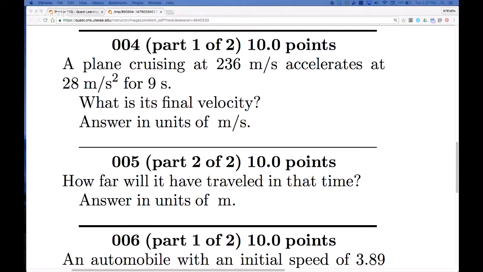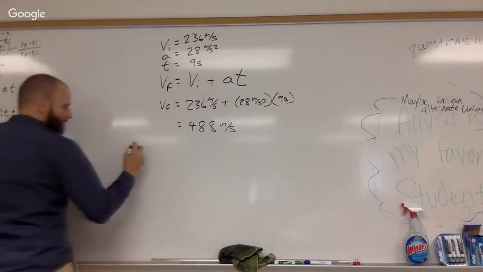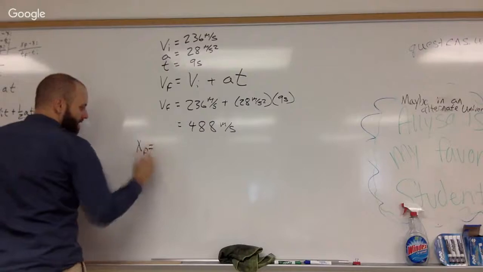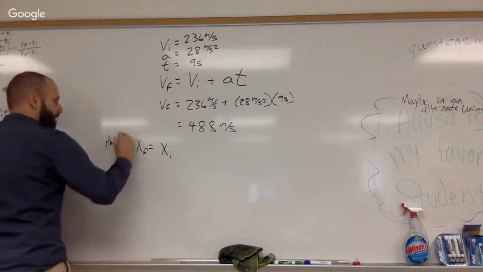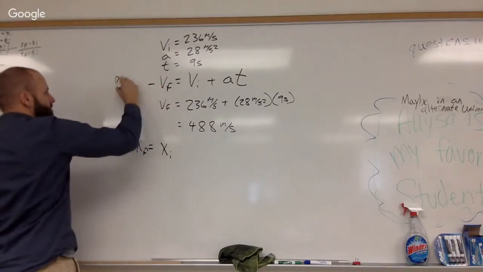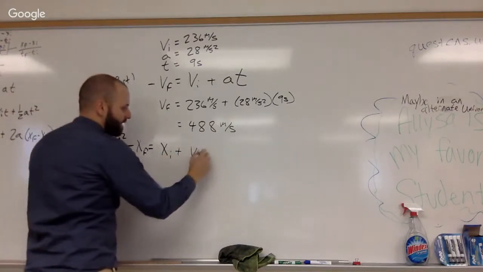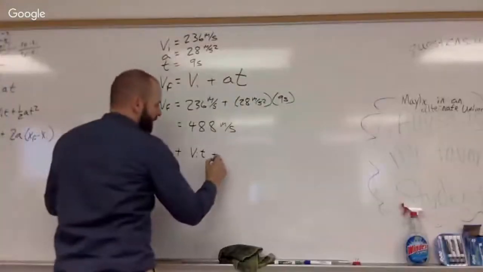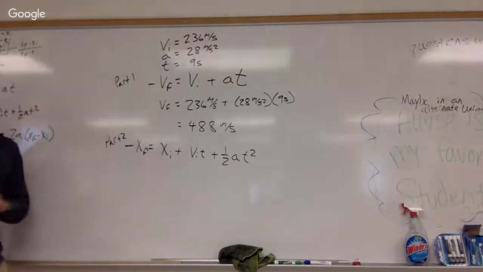What does A stand for? Acceleration. V is velocity. T is time. Now, I'm going to go ahead and show you how I would work this out on the bottom down here. Start with XF, that's your third equation, is equal to XI. So this is part 2. This right here was part 1. And we're going to then add in our velocity times our time, plus one half the acceleration times the time squared. That's the equation we're going to use.